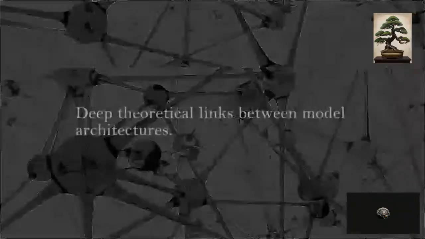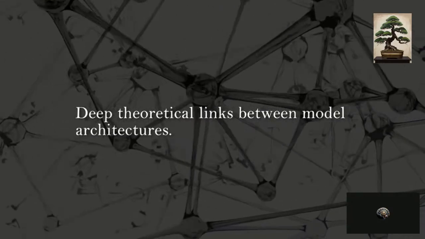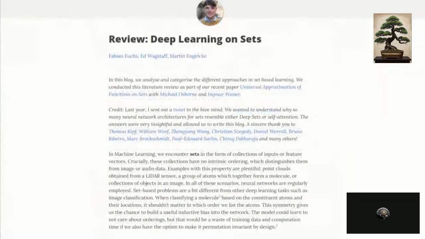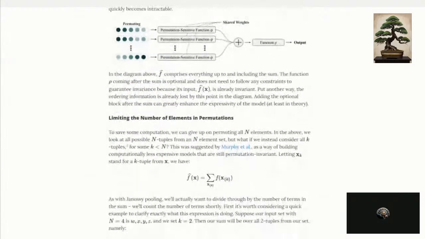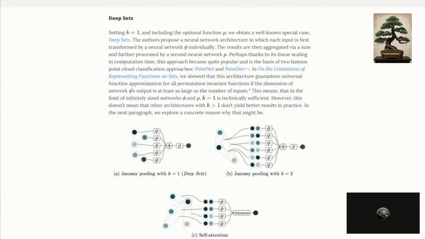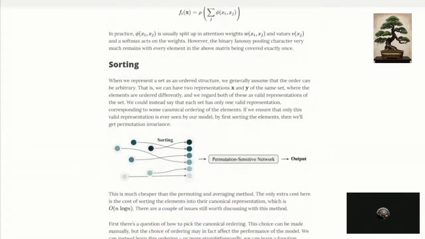Many people intuit that there are some deep theoretical links between some of the recent deep learning model architectures, particularly the ones on sets actually. And this may be why so many popular architectures keep getting reinvented. Now, the other day, Fabian Fuchs from Oxford University released a really cool blog post about deep learning on sets, elucidating a math-heavy paper that he co-authored with Edward Wagstaff et al. Now, he wanted to understand why so many neural network architectures for sets resemble either deep sets or self-attention.